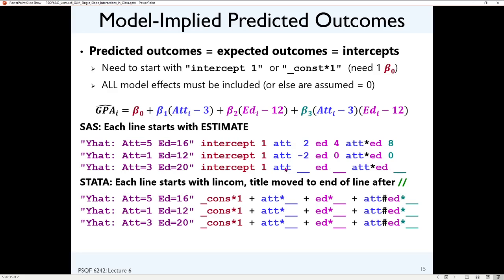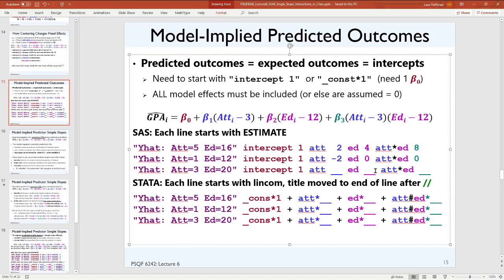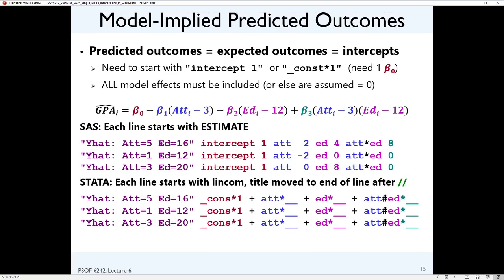The last one, which we didn't get a chance to do, if it's attitudes equals 3, then what would go here, let me go ahead and fill it in for us, is a 0. Education equals 20. 20 is 8 more than 12, so I would put an 8 there. And 0 times 8 is 0. So that's what it would look like. And the same values would go down here into the Stata version of the same code.